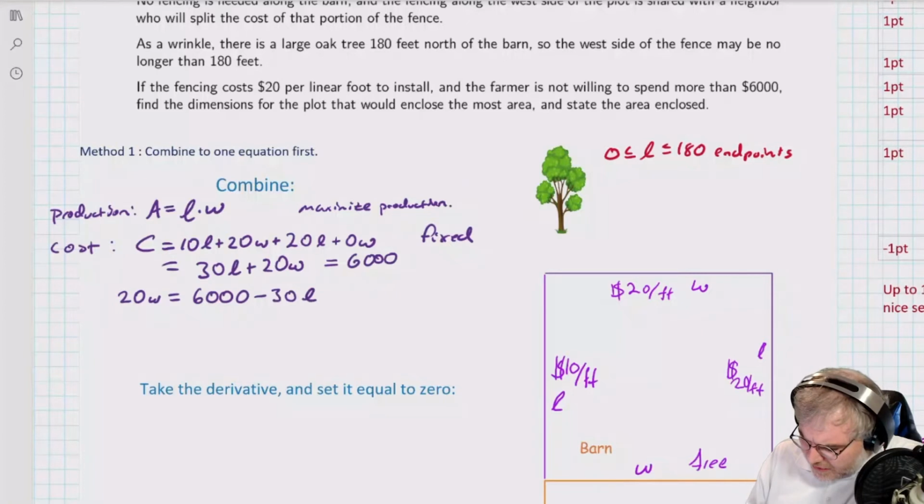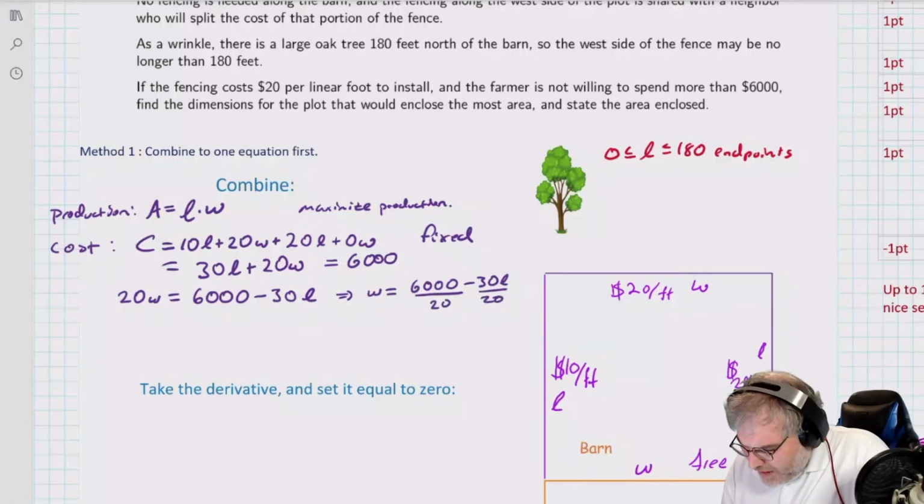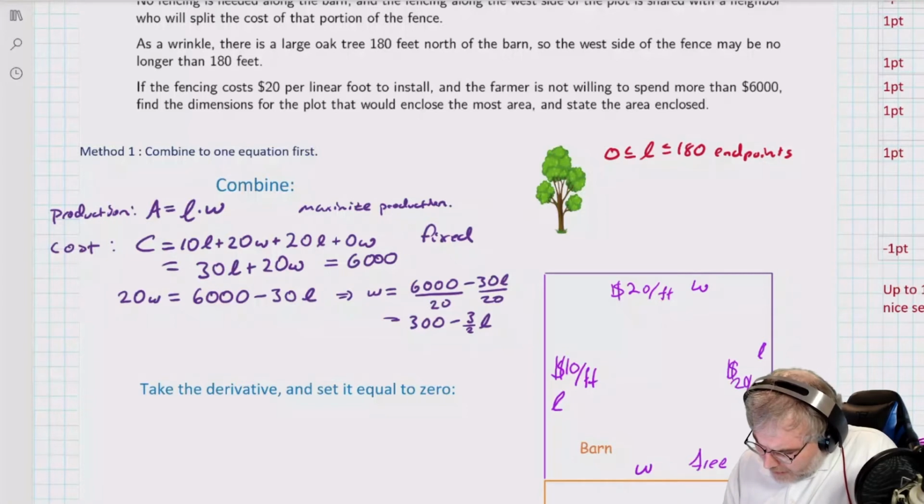And of course, I'm going to take out, so that implies that W equals (6,000 minus 30L) over 20. Then I'm going to put 20 right here and 20 right here, take a common denominator, and split up the division. Then I'm going to do some canceling here, just to make my life a little bit more pleasant. So I'm going to wind up with a 300 here minus 3 halves L. All right, and now I'm going to sub this into that.